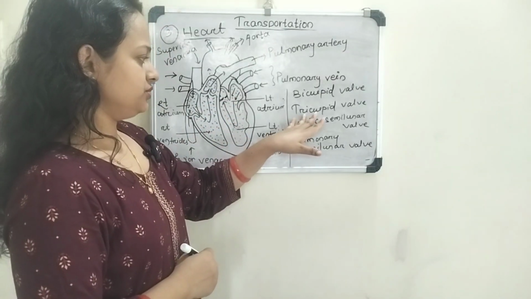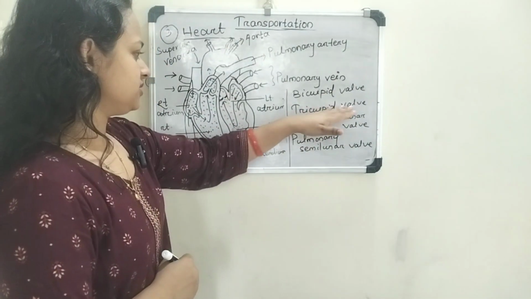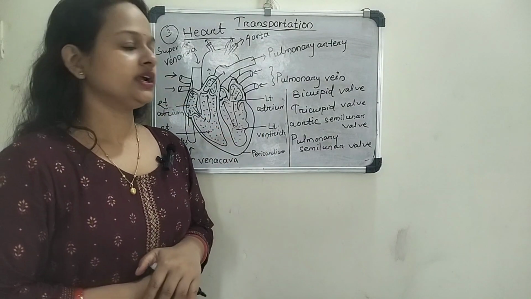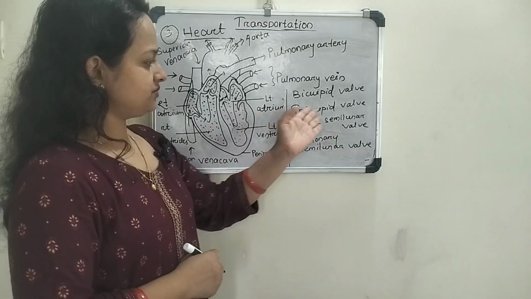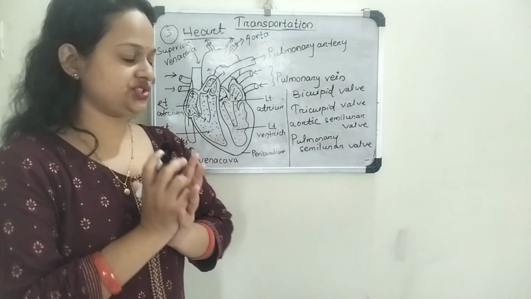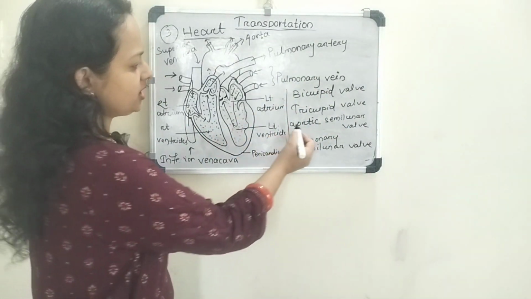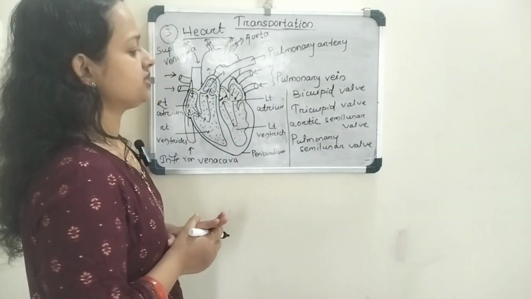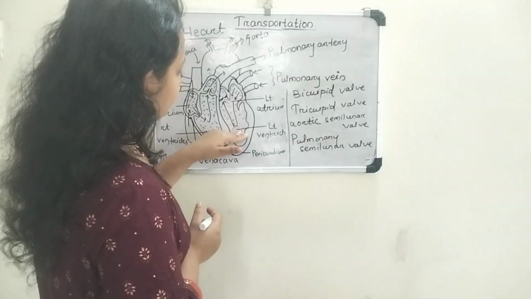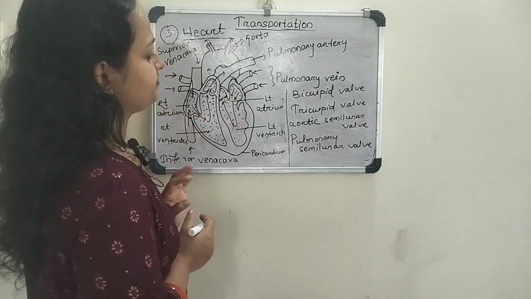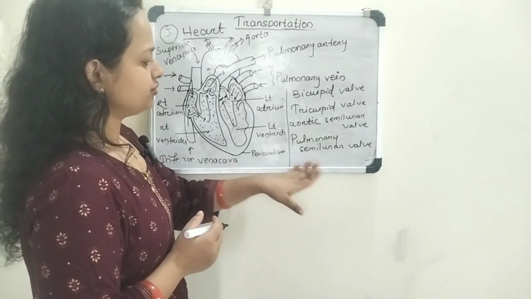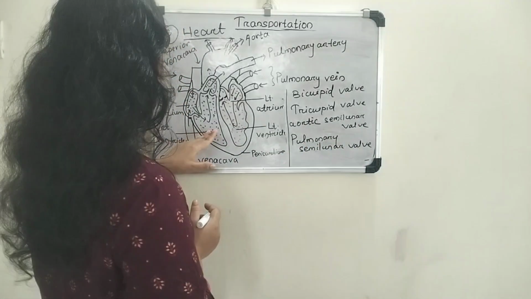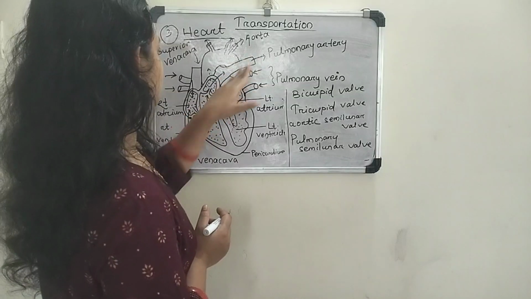Then come to the tricuspid valve. This tricuspid valve is present between the right auriculoventricular septum, and in the case of the tricuspid valve, there are three cusps present. And then come to the aortic semilunar valve, and this valve is present between the left ventricle and the aorta. And then come to the pulmonary semilunar valve, and this valve is present between the right ventricle and the pulmonary artery.